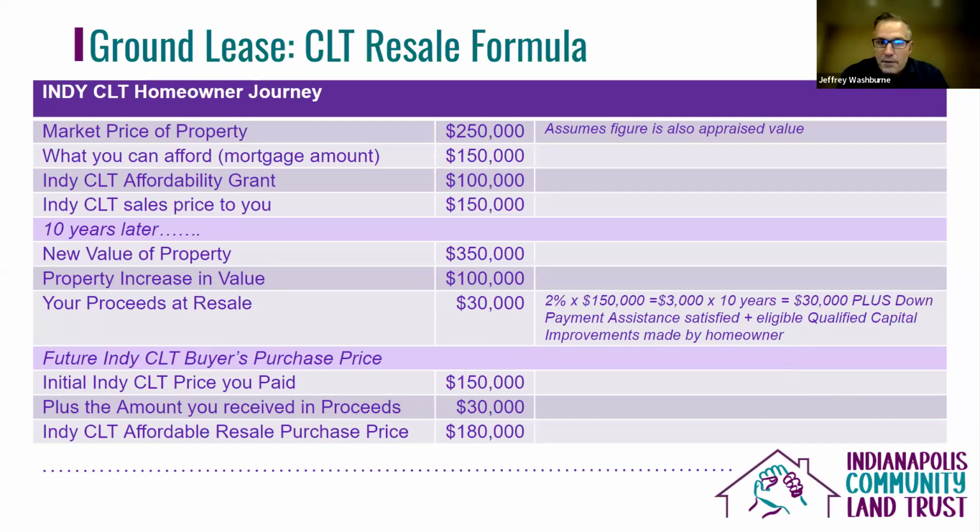What that means for the affordability of the home is that the next buyer, instead of buying that home for $350,000, or even the same price that we might have had to pay had the funds not been in place, $250,000, the next buyer is buying that $350,000 valued property for $180,000. So it'd be what we paid for the property, $150,000, plus the $30,000 proceeds that we had when we sold the property, equates to the next buyer's purchase amount. And so it's pretty straightforward. For every year that a Community Land Trust homeowner lives in their property, they will receive 2% of whatever the land trust purchase price is that they paid on the property.